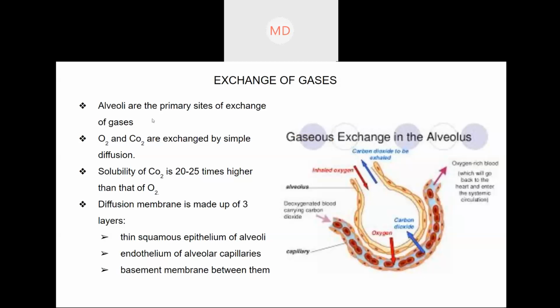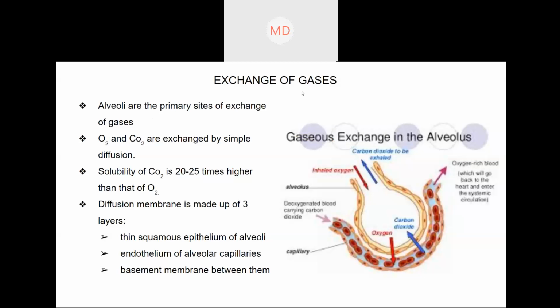Here in the diagram you can also see that alveoli is written. This topic is about exchange of gas. So where does exchange of gas take place? Exchange of gas takes place in the alveoli, that is in the lungs. Okay, alveoli that are present in the lungs.